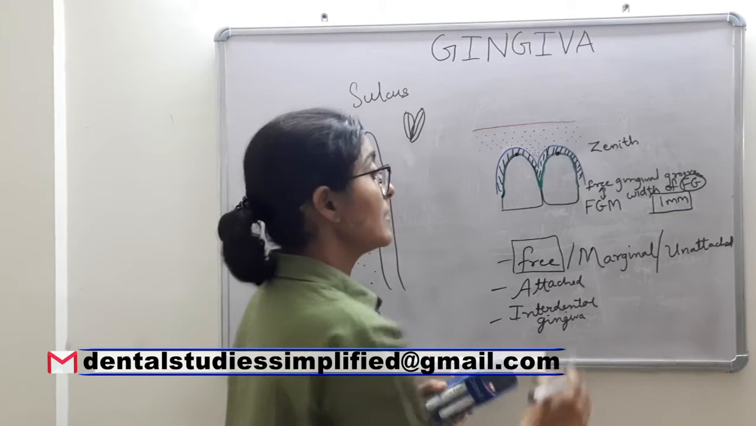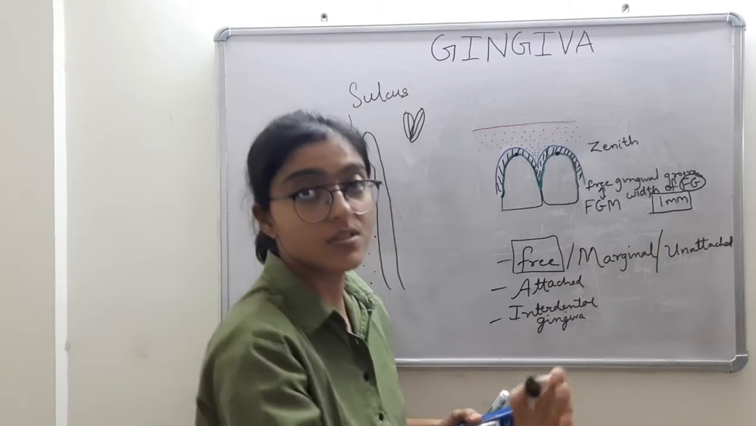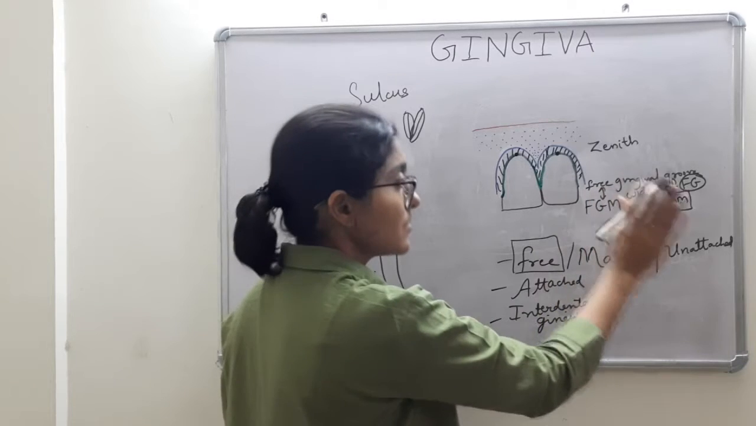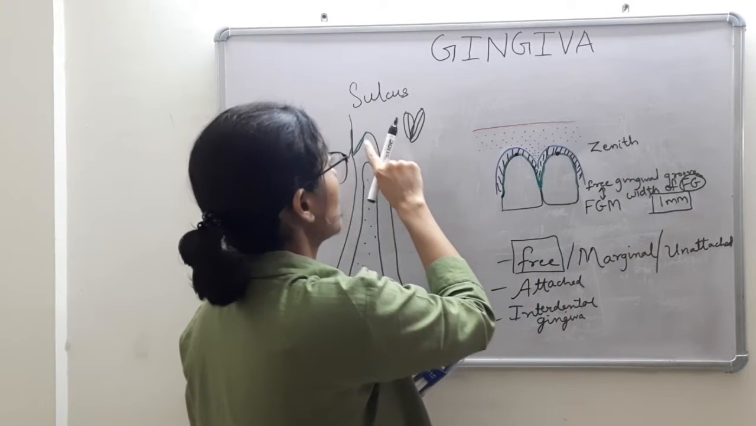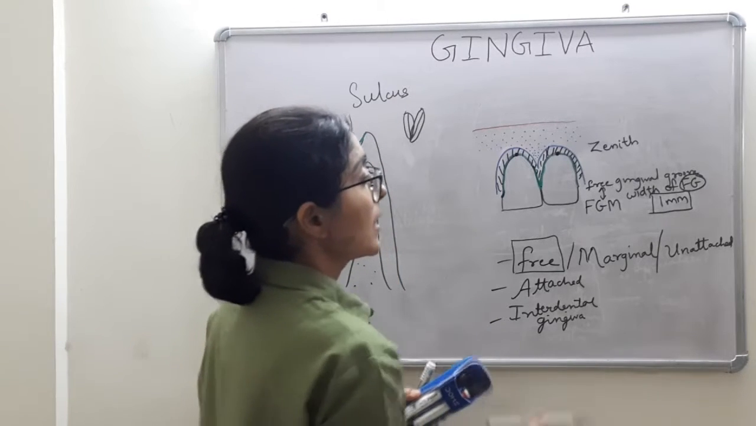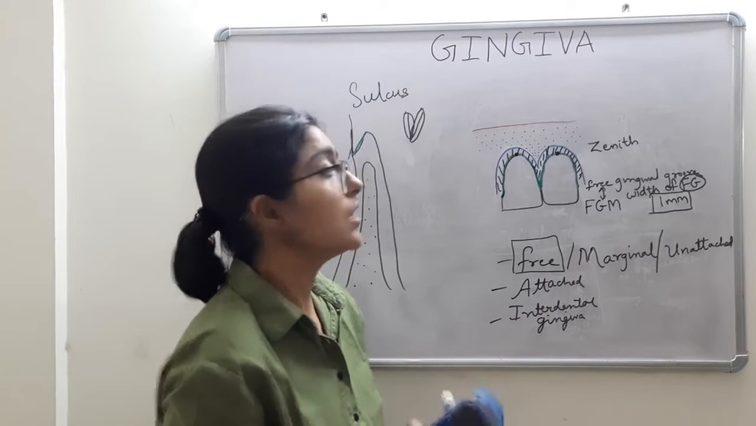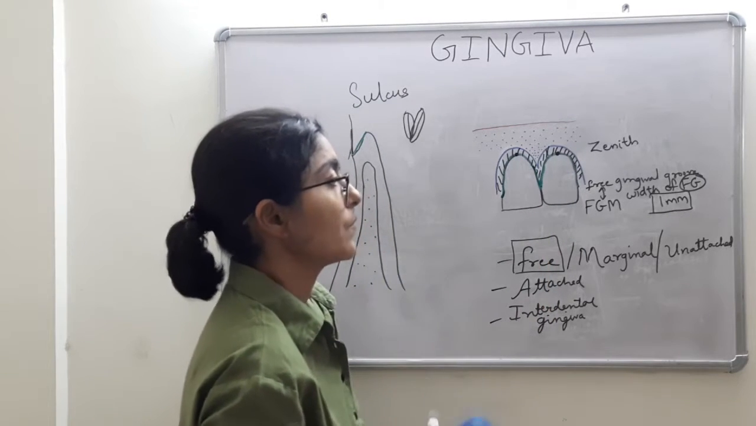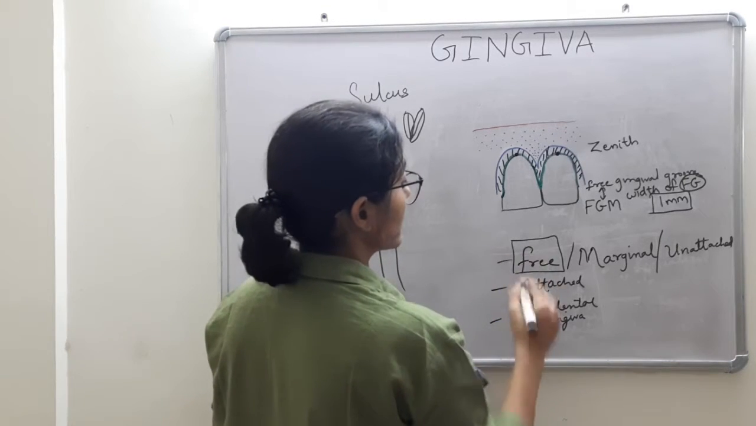Once again I repeat, free gingiva is also known as marginal gingiva and unattached gingiva. Demarcated by the free gingival groove, width of usually 1 mm, it contributes to the soft tissue wall of the gingival sulcus, and the most apical portions of free gingiva are called gingival zenith. Clear till now? Now moving on to attached gingiva.